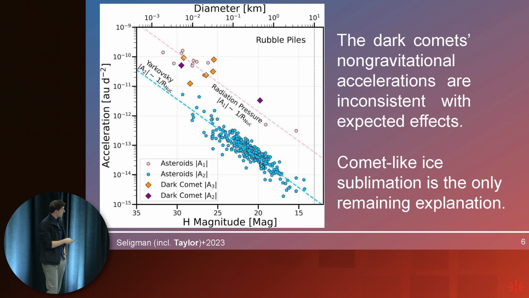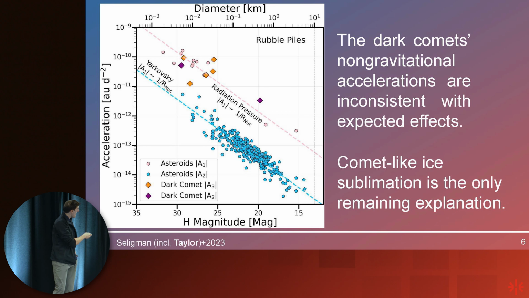The dark comets are shown here as these diamonds in orange and purple. The orange diamonds are in the out-of-plane directions. These are out of the plane of the orbit. The purple diamonds are along the direction of the orbit, in the direction of the Yarkovsky effect.